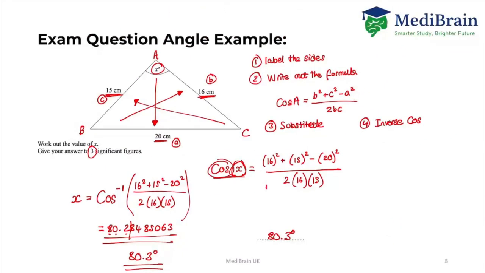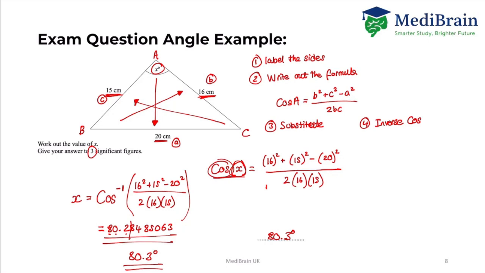Okay, again, just going over it very quickly. Step 1 is to label the sides. As normal, just make sure your A is on the side or the angle which you don't know. Write down the formula: cos A equals b squared plus c squared minus a squared over 2bc. Substitute in the values that you can see from the question. And then finally, inverse cos the other side to get just x. Okay, so that's how you would work out angle questions.